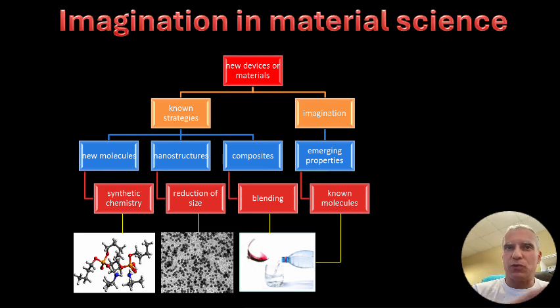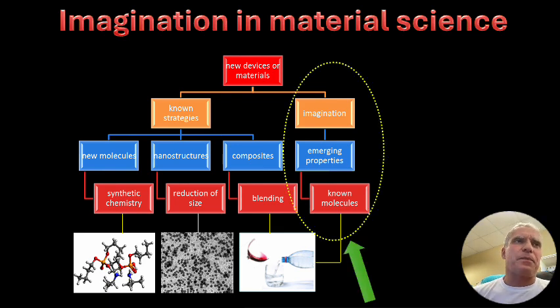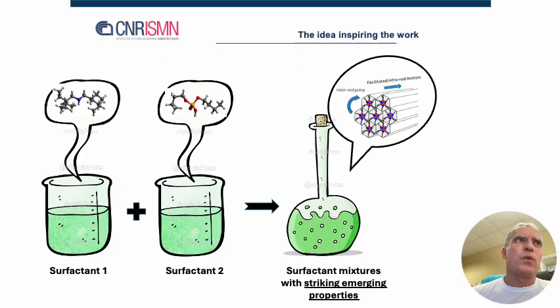So you blend two different materials, and the union of these two materials gives a new property. This is quite a nice strategy because usually it's hard to foresee the new property that will arise when you mix two materials. This is quite unpredictable, so there is a link with imagination in science. In any case, we prepared ionic liquids with a novel strategy.